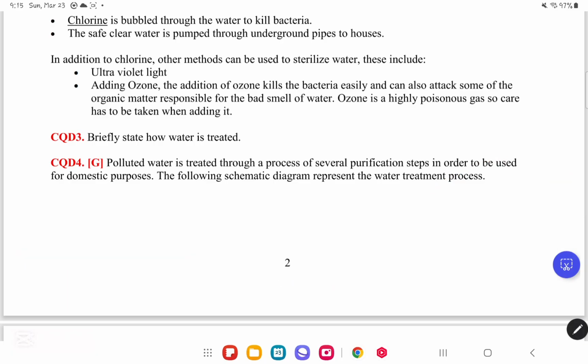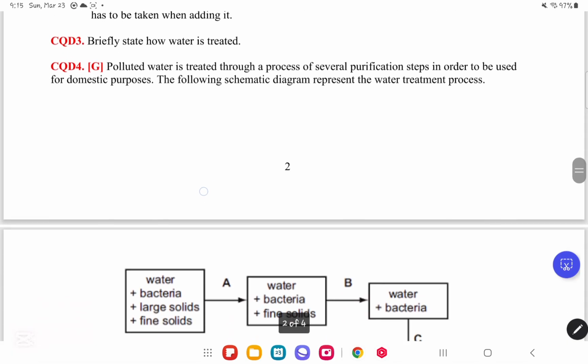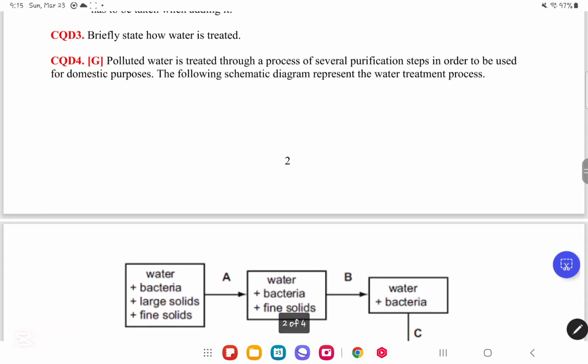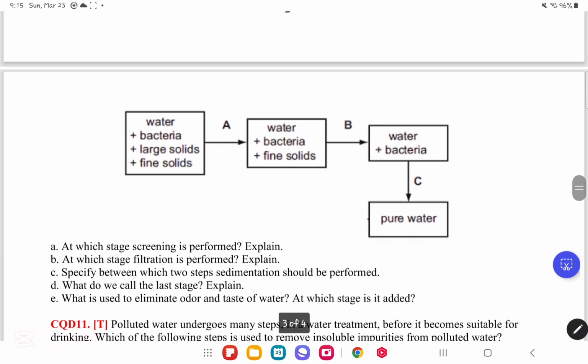That's CQD number 3, done. We move on to CQD number 4. They said polluted water is treated through a process of several purification steps in order to be used for domestic purposes. The following schematic diagram represents the water treatment process. Okay, so as you go down, you can see that we have water plus bacteria plus large solids plus fine solids, then water plus bacteria plus fine solids, then water, bacteria, and then pure water.